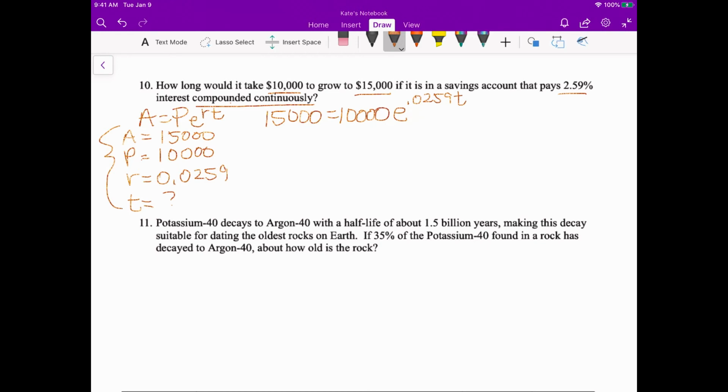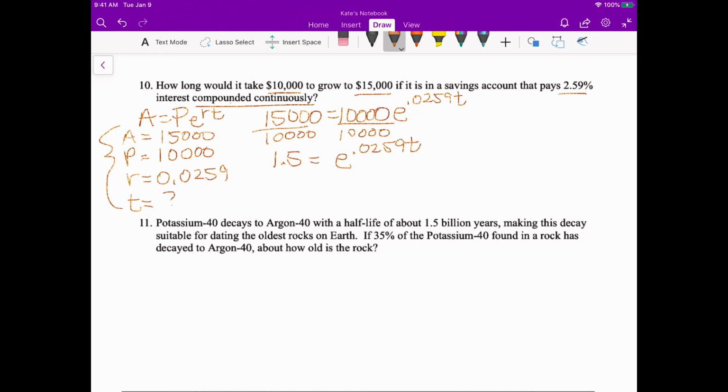So what I'm going to need to do is I need to isolate the e to the 0.0259t. So I'm going to divide both sides by 10,000. When I do that, I end up with 1.5 equals e to the 0.0259t. Again, this is an exponential equation with an exponential base of e.